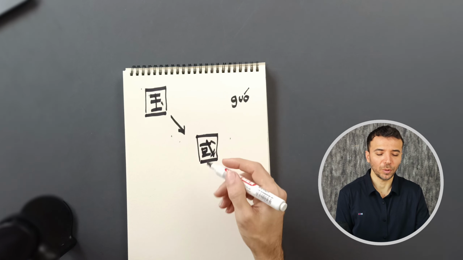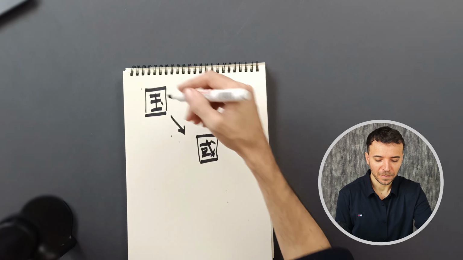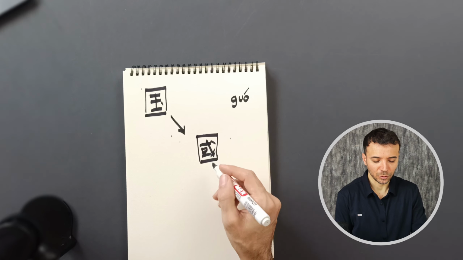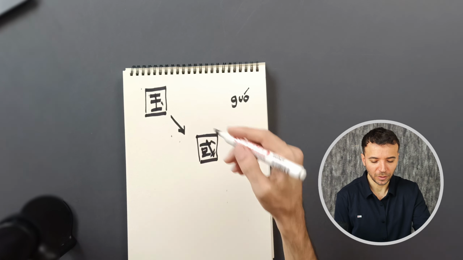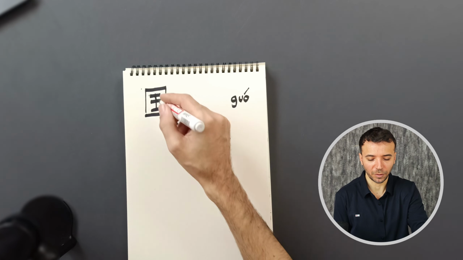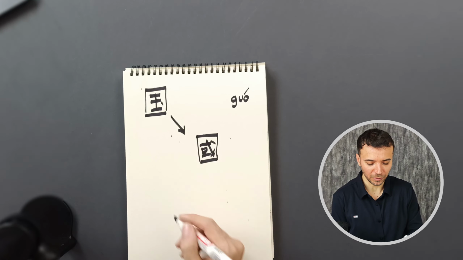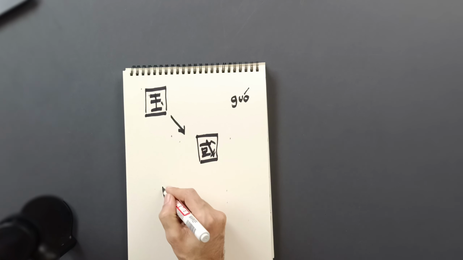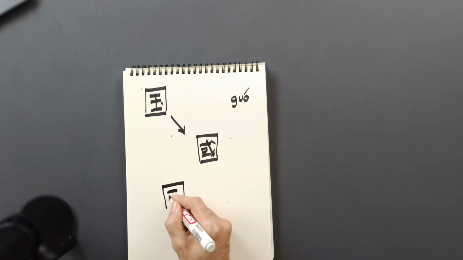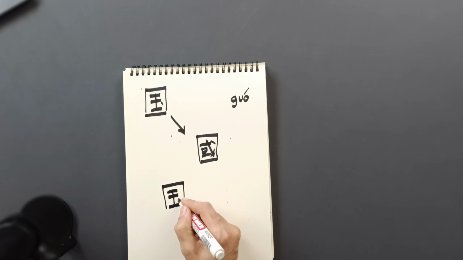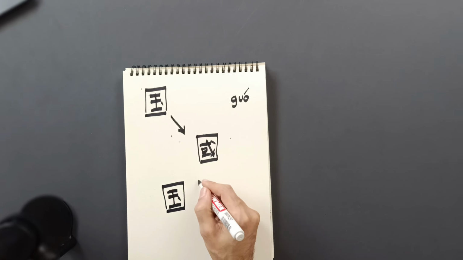As always, the traditional one has more strokes. The simplified one, as the name suggests, is easier. So if you're learning the traditional one, this one is for you. Simplified, this one. And from now on, we will be using the simplified version. Let's write it again. 1, 2, 3, 4, 5, 6, 7, 8. Okay.